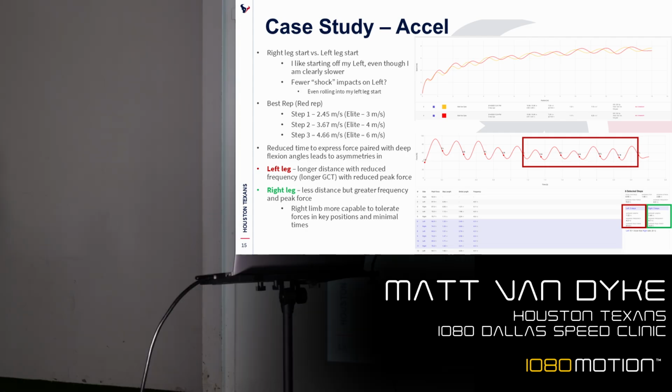The best rep, what we said, the red rep here. Step 1, I was at 2.45. We call our elite guys at 3. You better be at 3 meters per second on your first step as a high-level NFL player. Step 2, I'm at 3.67. You better be at 4. That's what we want our guys to be at. And then if you are really, really good, we've got a handful of guys. It's really about one or two.